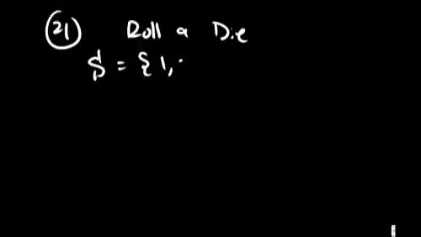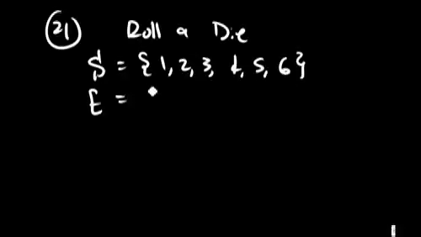Question 21. If a single die is tossed once, find the probability that it will be an even number. Again, we'll roll a die. The sample space was a list of outcomes of 1 through 6. Now, I'll let E be the event of rolling an even number. These are the even numbers in our sample space.